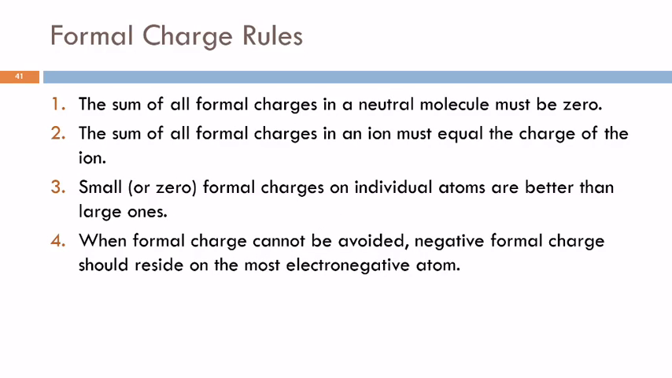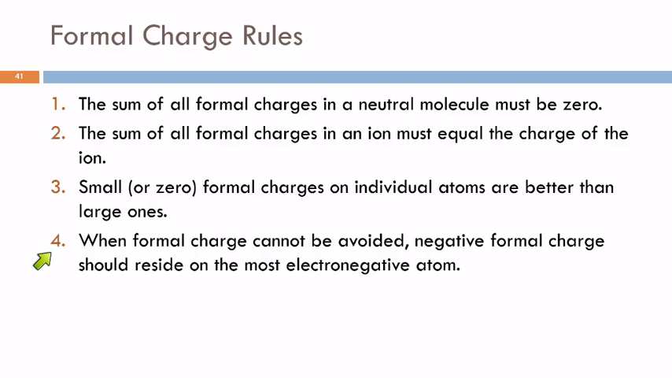So some rules for formal charges. The sum of all the formal charges in a neutral molecule must be 0. If it doesn't come up 0, you're doing something wrong. The sum of the formal charges in an ion is going to equal the charge of the ion. If it doesn't, you did it wrong. We want small or 0 formal charges. Those are preferable. So when we have different structures and we're comparing the formal charges, we're going to pick the one that has smaller magnitude of formal charges. We'd like them to be 0.